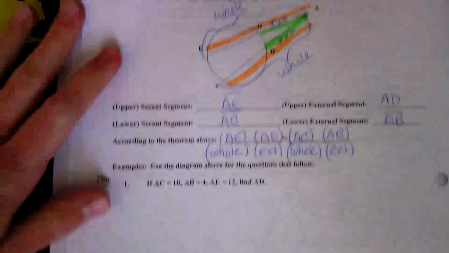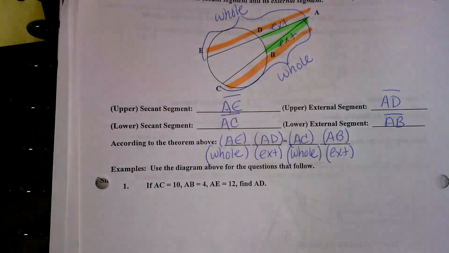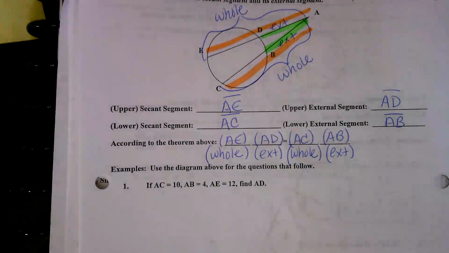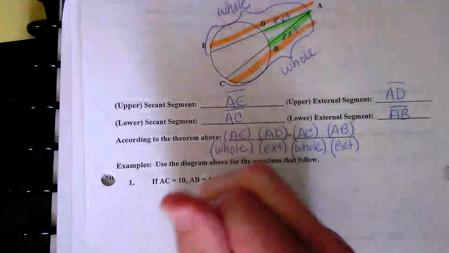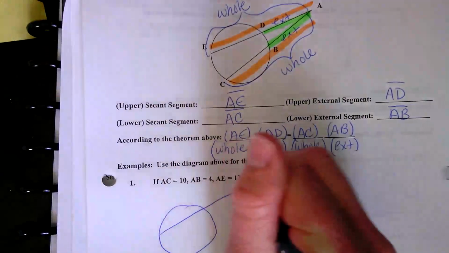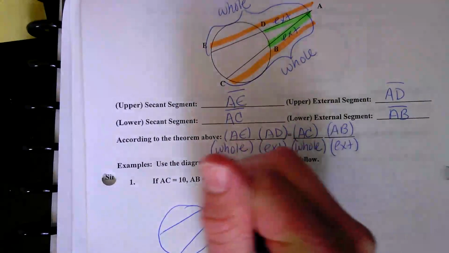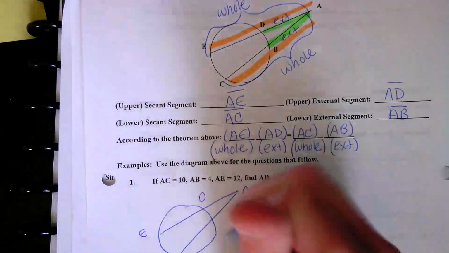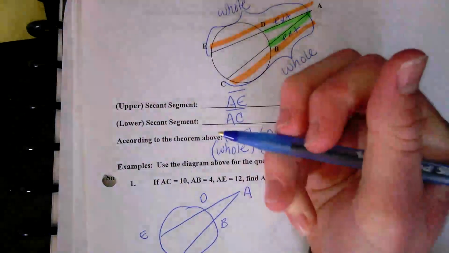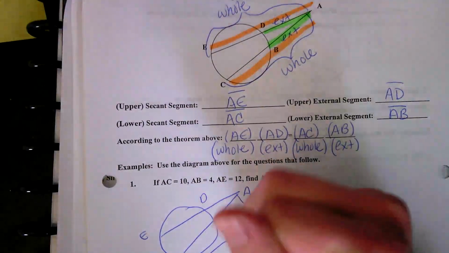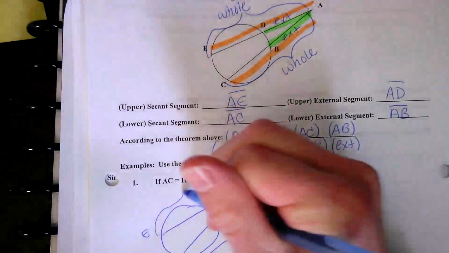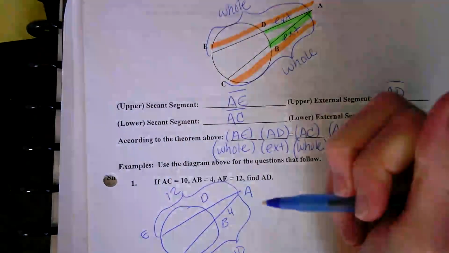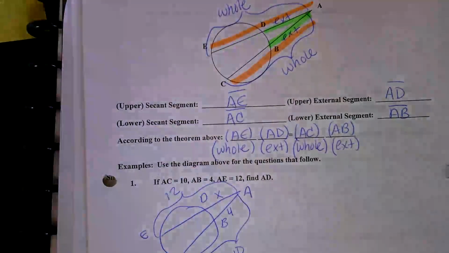Let's do an example. If AC is 10, AB is 4, and AE is 12, we want to find the length of AD. I'm going to redraw this diagram down here: A, D, E, C, B. AC is 10, so this whole thing is 10. AB is 4. AE is 12. We want to find the length of AD.